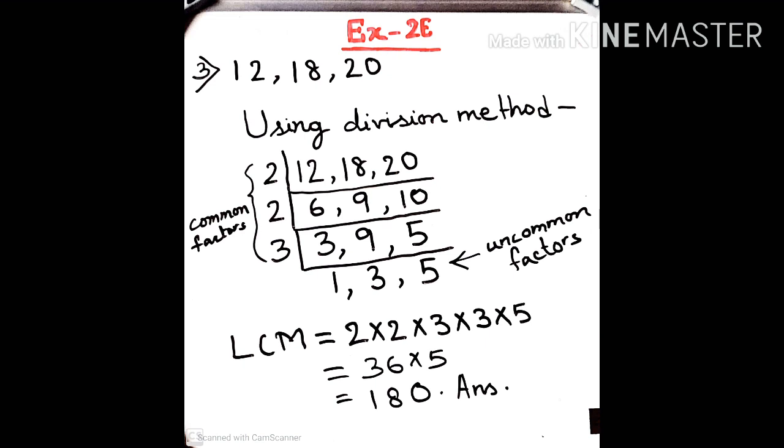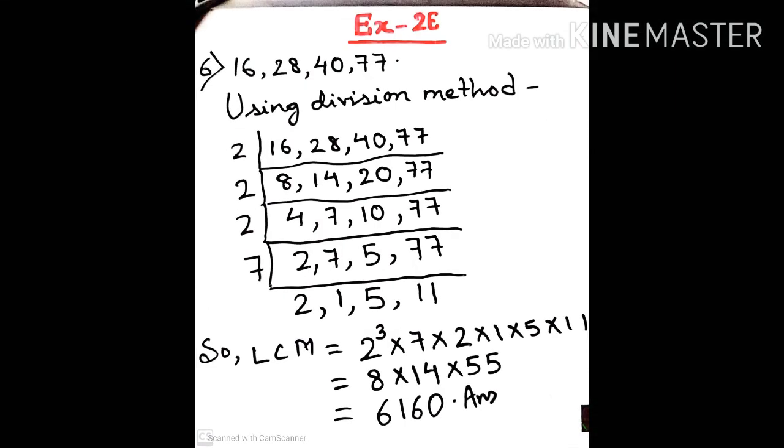So what is the LCM? LCM is the product of the common factors and uncommon factors. Just write it side by side starting from our left hand side to the below. That is 2 into 2 into 3 into 3 into 5, that is equal to 180. Okay, so LCM of 12, 18 and 20 is 180. Answer.